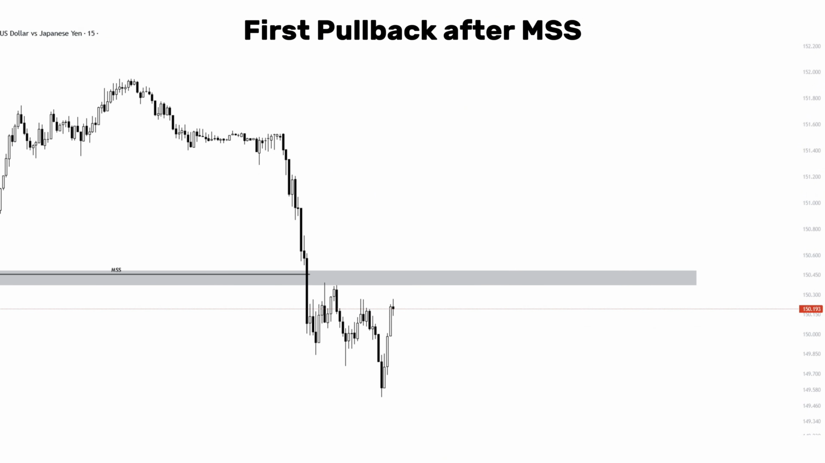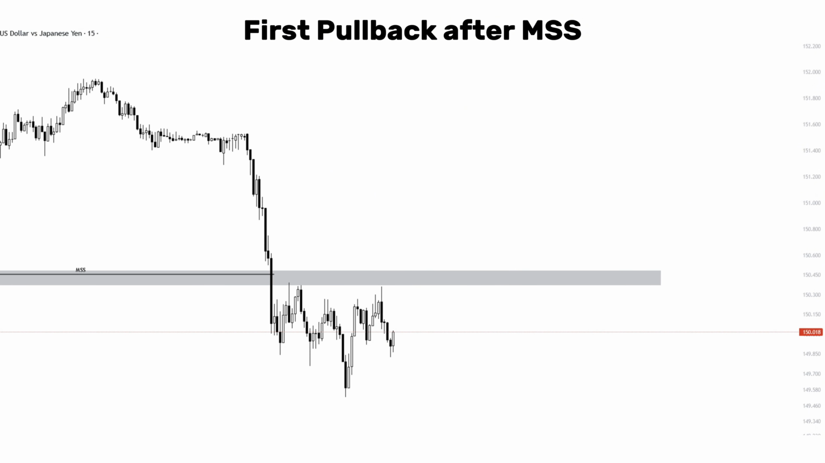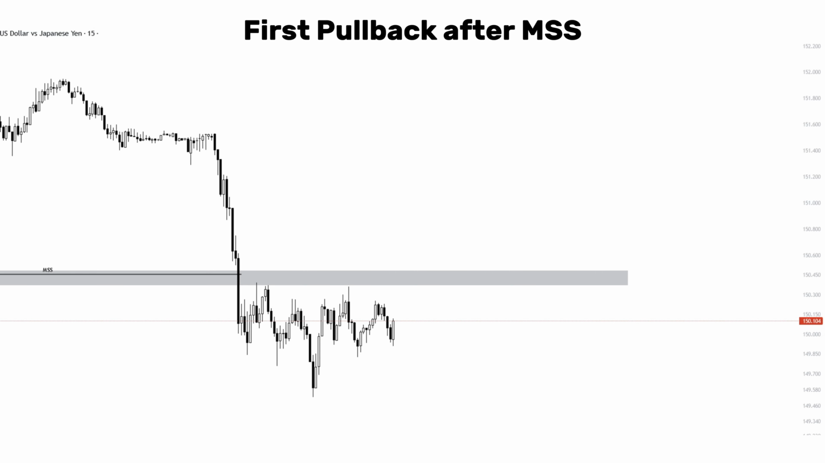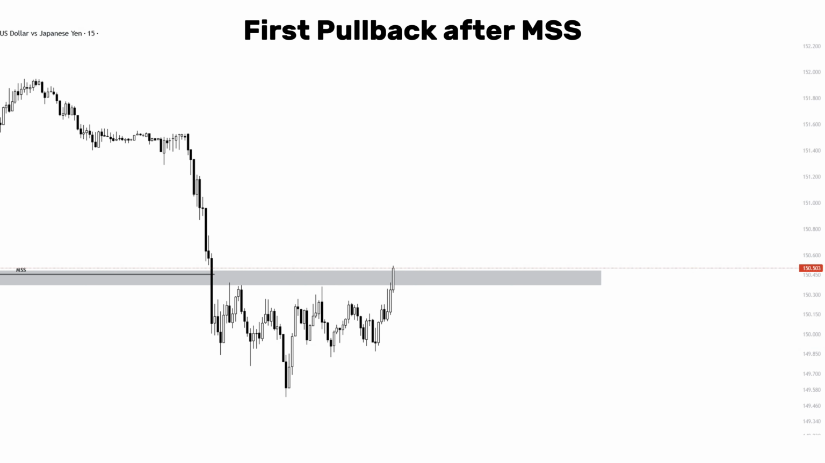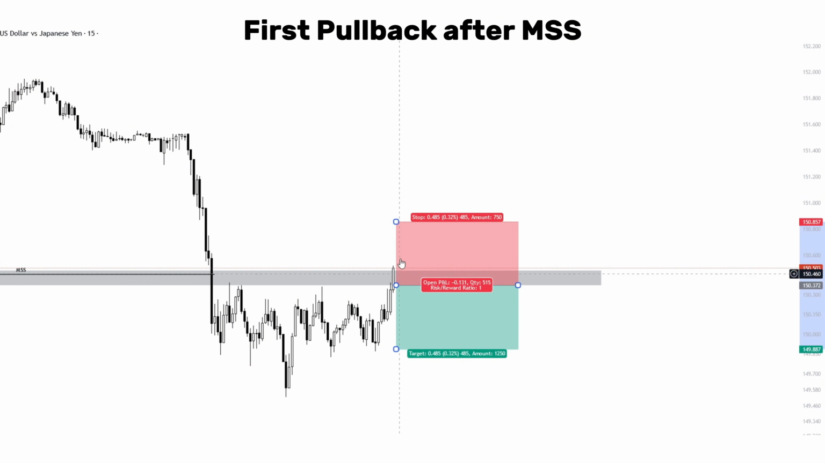Now we can see that the market here has hit the zone. However, just with a wick, we need more convincing price action. This is what we want to see. Now I will be placing the sell short.